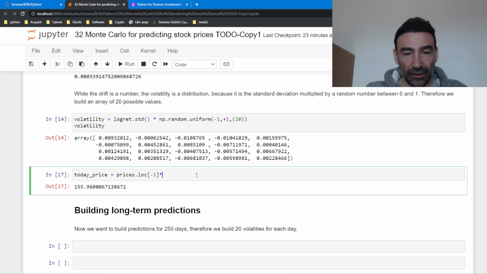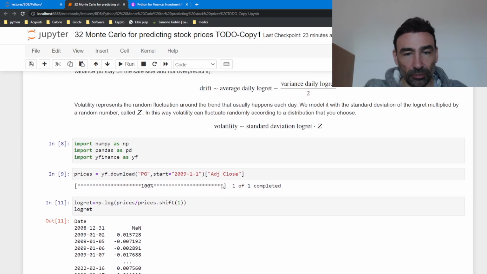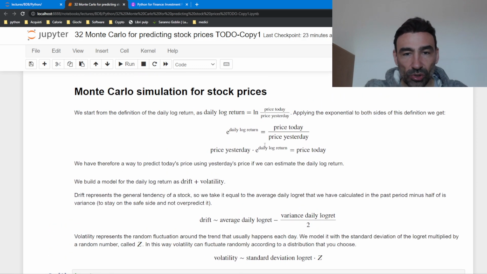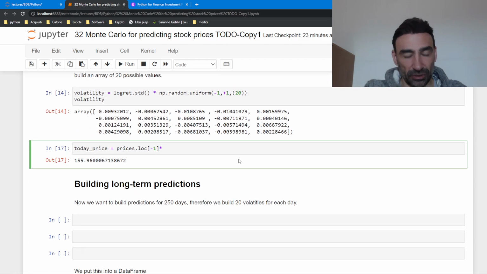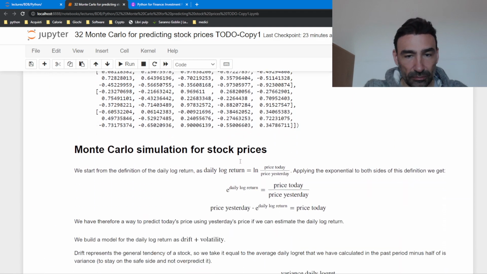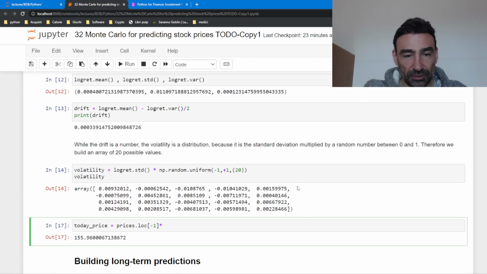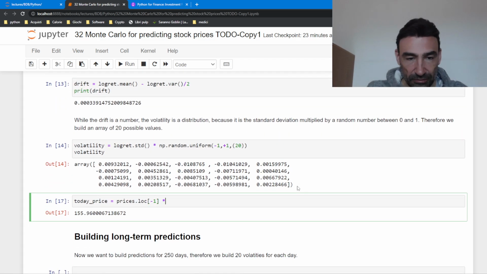Okay. Multiply by, you look at the formula above. Here it is. Price of yesterday by expected exponential of the log return. Yes, that's the price of yesterday. The exponential, put some spaces, np.exp. The exponential is part of the NumPy package.